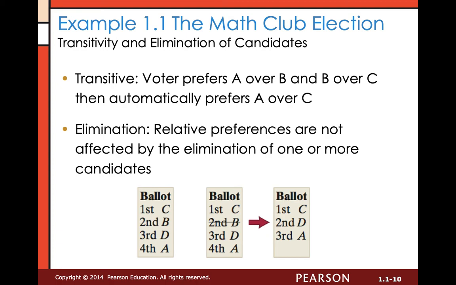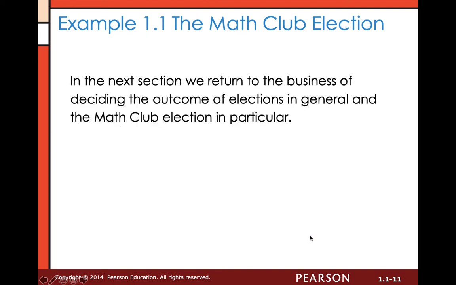The second is what's called elimination, which says that relative preferences are not affected by the elimination of one or more candidates. So when we're talking about they prefer C over D, if we eliminate B, then that still holds. The fact that they prefer D over A, if we eliminate B, then that still holds as well.